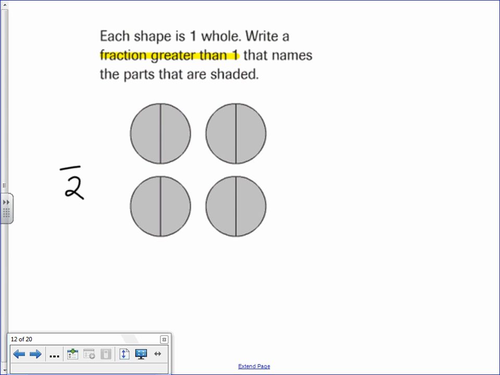Halves. How many halves are shaded in the picture? Gianna? All together. 8/2.